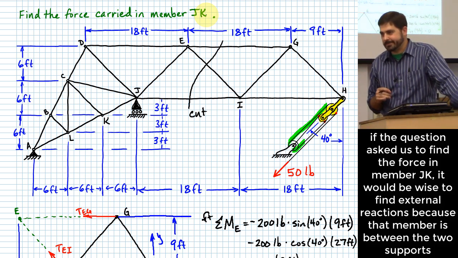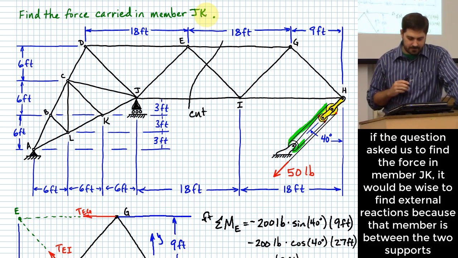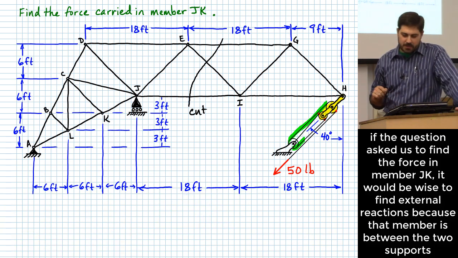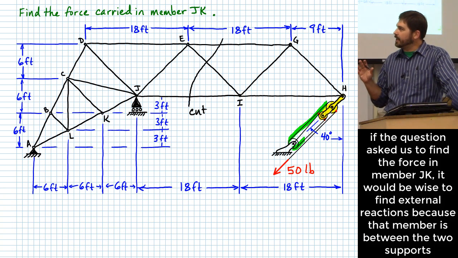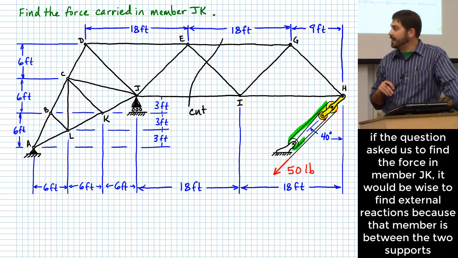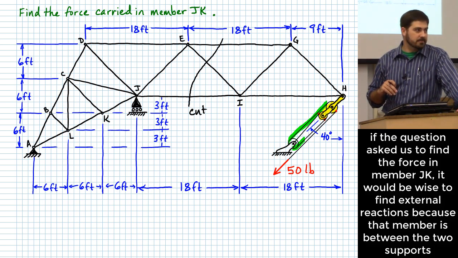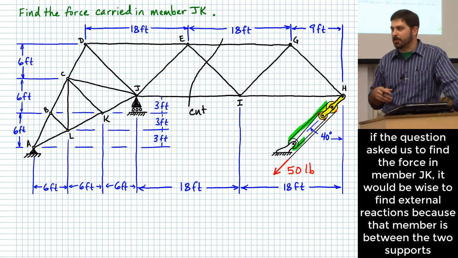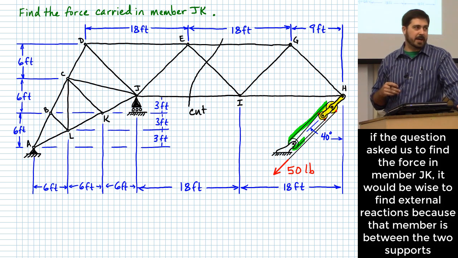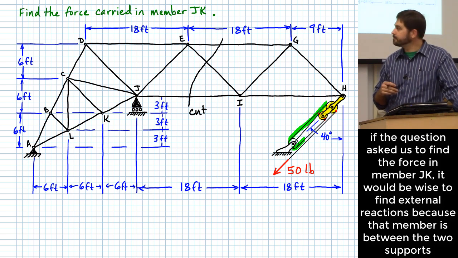Okay. So now what do we have to do? So the first thing I hear, I think, out there is an identification that now I'm asking you for the force in a member that does exist between two supports. So now that I'm asking you for this force in this member that does exist between the two supports, now what do we have to do? Now we do need to find external reactions first. Okay? Shucks. Okay, so if that's what we need to do, what should I do first?